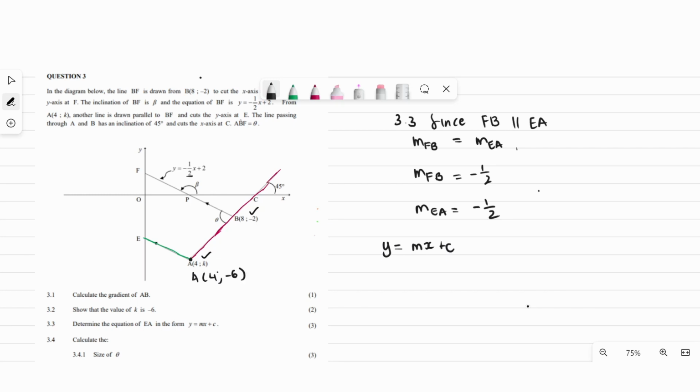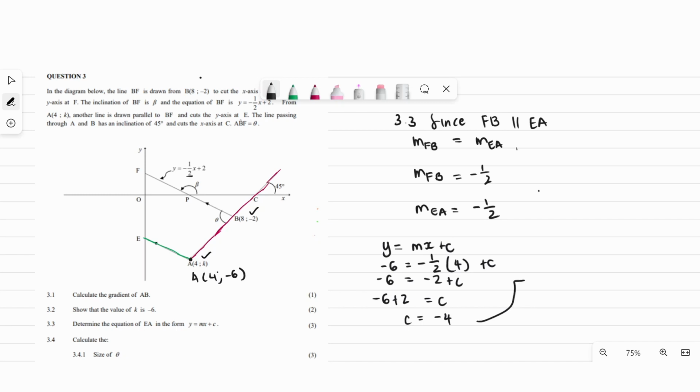So here we're going to substitute x, y, and also m, right? Because we know that our m is -1/2. So let's do that. It's going to be -6 is equal to -1/2 open bracket 4 plus c, right? We're solving for c. So this side is -6 is equal to -2 plus c. Take the -2 to the other side. It's going to be -6 plus 2 is equal to c. Therefore, c is going to be equal to -4.